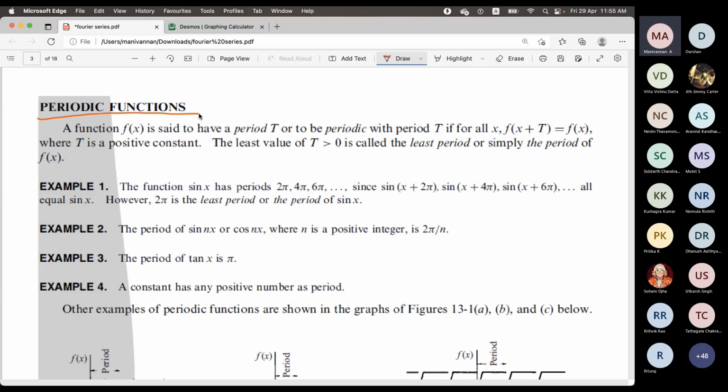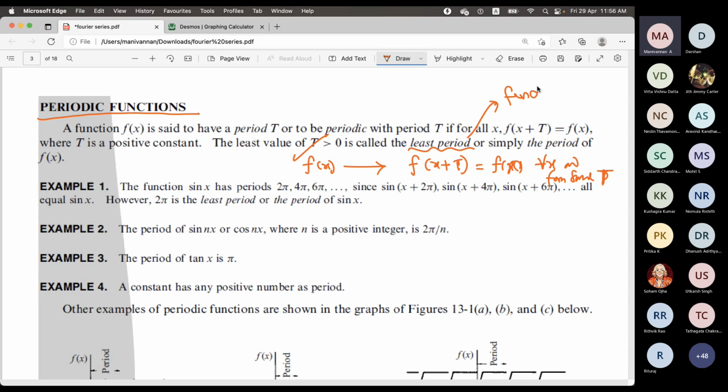So now the periodic functions, it is a basic formula. We know that for a function f of x, if f of x plus t, where t is some number or the period, maybe p, any letter, equals f of x for all x and for some t, then this function f of x is called a periodic function. And the least period is called the fundamental period. This is important.